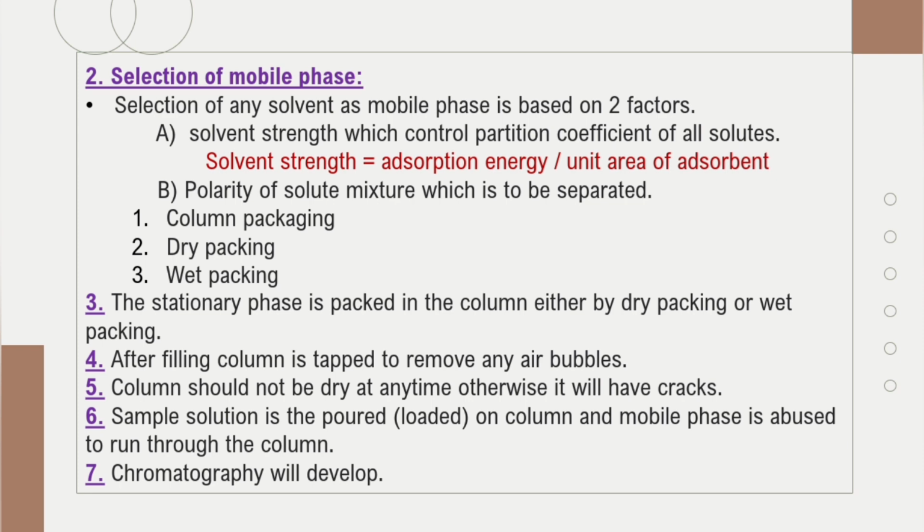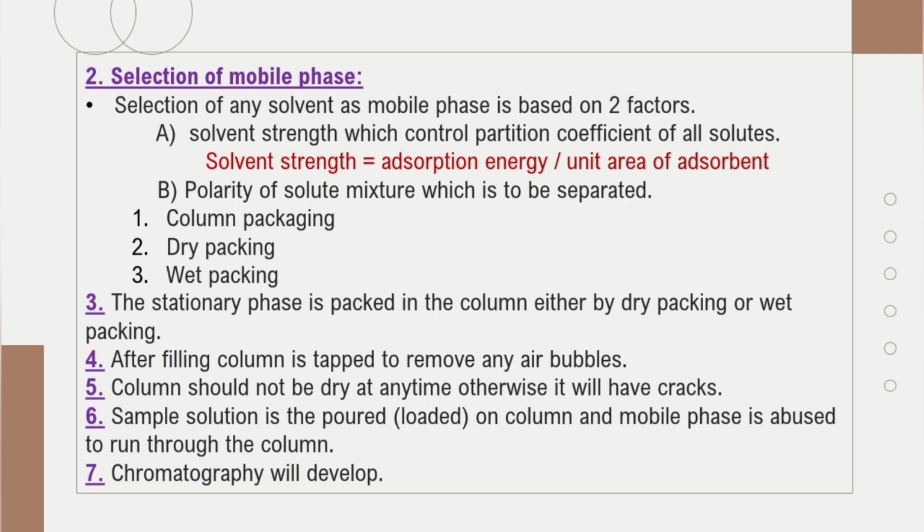Column packing and working. A proper size glass column is selected. A cotton plug is placed at the bottom of the column, and it is packed either by dry packing or wet packing. In dry packing, the powder of adsorbent is directly filled in the column and then the mobile phase is allowed to pass through it. In wet packing, the adsorbent and mobile solvent are previously mixed in proper proportion. The slurry is then filled in the column.